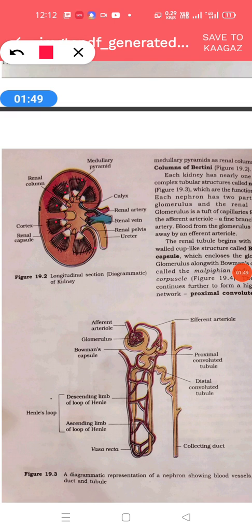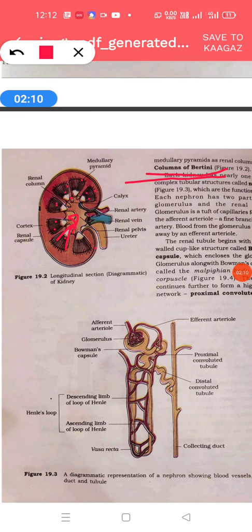This is a renal pyramid. At the pointed end of the pyramids is the renal papilla. Then some of the cortex is also present in between the pyramids of the medulla, called the renal columns of Bertini. This is the renal columns of Bertini. Cortex is present between the pyramids of the medulla. Then just below there is the papilla.